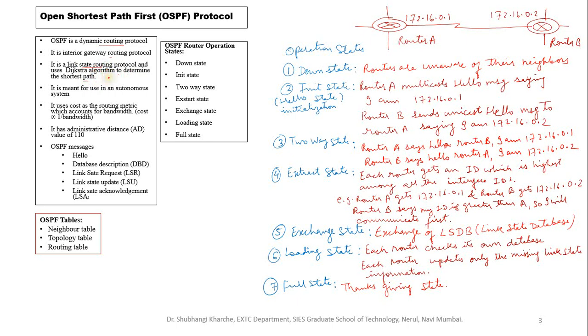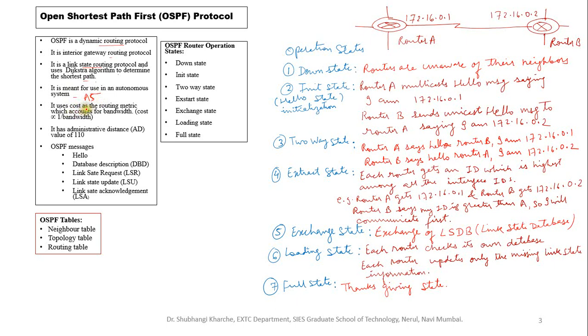Unlike in the RIP routing protocol, where the routing is based on distance vectors, that is, the number of hops. OSPF is meant for use in an autonomous system. An autonomous system is one which is governed by a single organization.